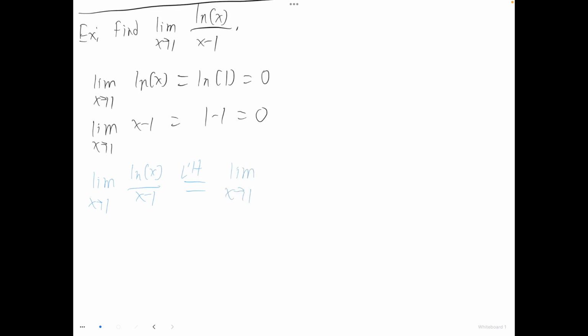Now L'Hopital's rule says I take the derivative of the top and the bottom separately. So the derivative of ln of x is 1 over x. So I get 1 over x on the top. And the derivative of x minus 1 is just 1. And so this whole thing is just the limit as x goes to 1 of 1 over x. And we know what that is. That's just 1. And so we were able to compute the limit of ln of x over x minus 1 is equal to 1.